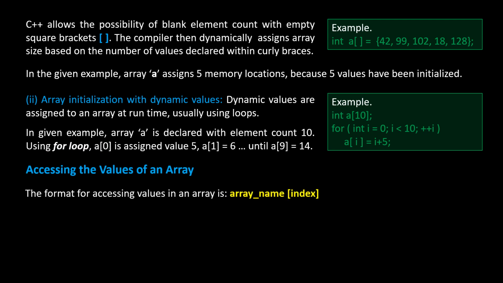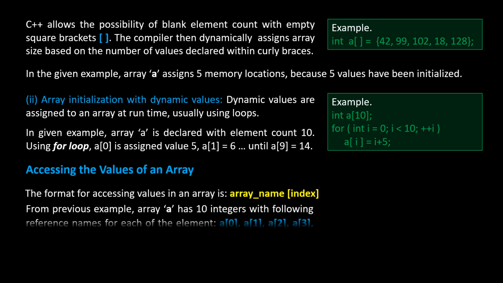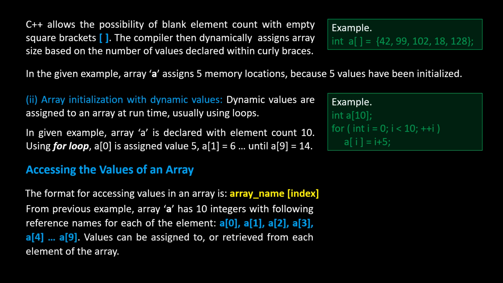Accessing the values of an array. The format for accessing values in an array is array name[index]. From the previous example, array A has 10 integers with the following reference names for each of the elements: A[0], A[1], A[2], A[3], A[4], up to A[9]. Values can be assigned to, or retrieved from, each element of the array.